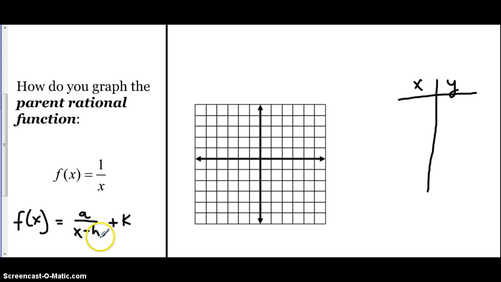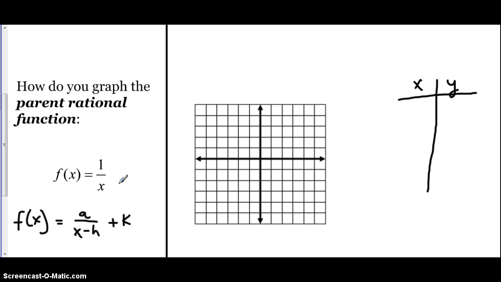So again, H moves it left and right, our K moves it up and down, and then A would stretch or reflect it. The way our parent function is, our A is 1, and our H and K are 0, and that function is 1 over x. So just like all of our parent functions, our A is always 1, and our H and K are 0.